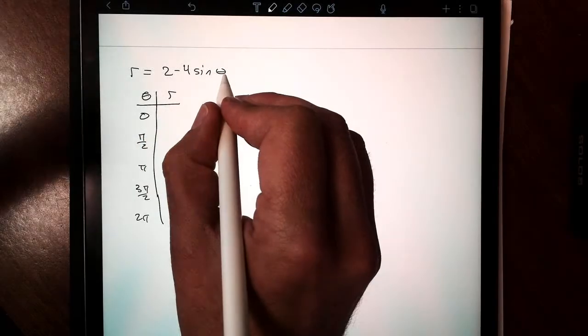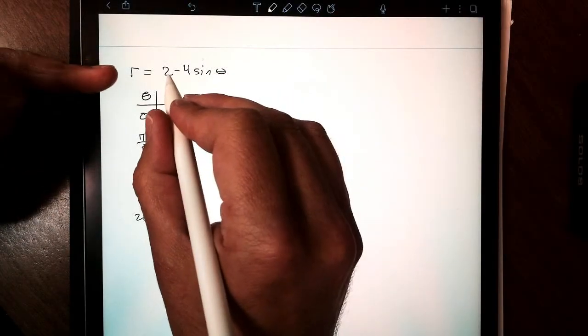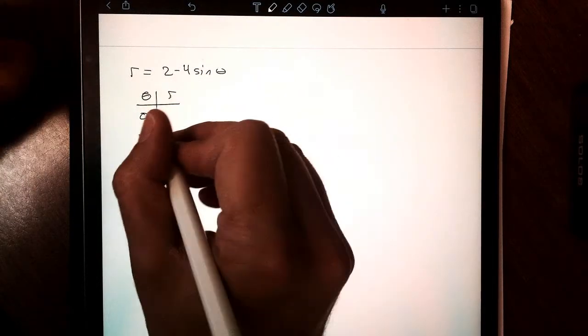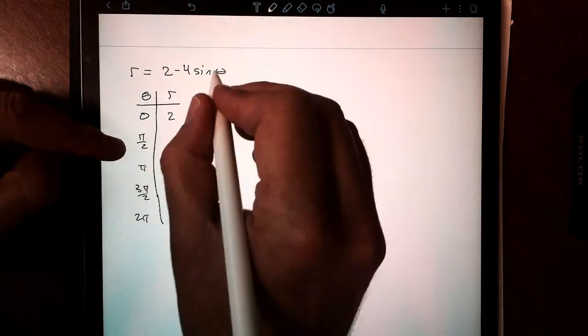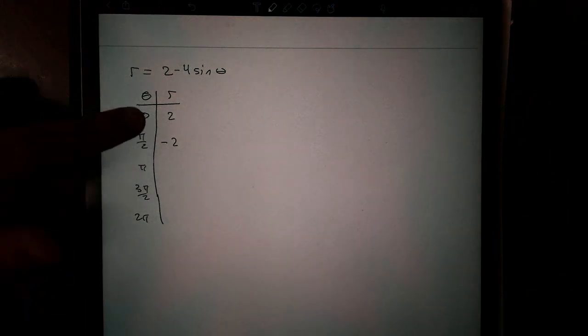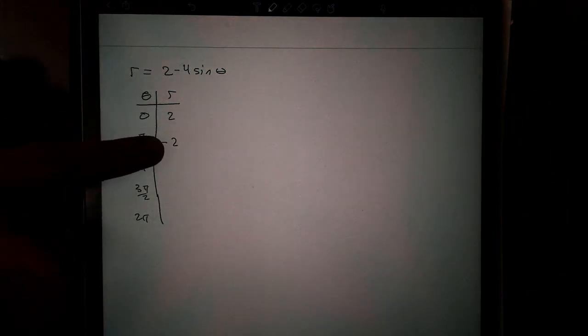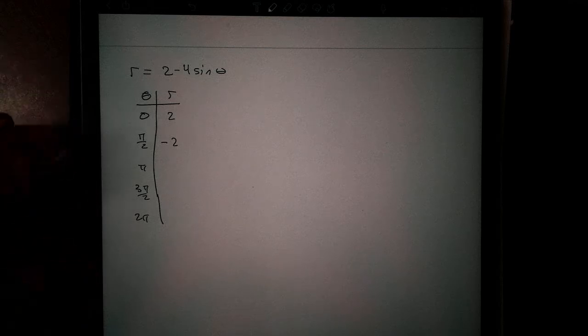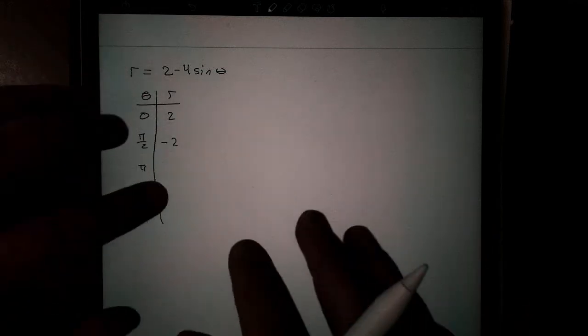Plug in 0. Well, sine of 0 is 0. 2 minus 4 times 0 is just 2, sorry. Pi over 2 gives me 1. We get negative 2. Ooh, that's important. We'll talk about that in a second. Notice we go from a positive to a negative. All right, we'll talk about that.